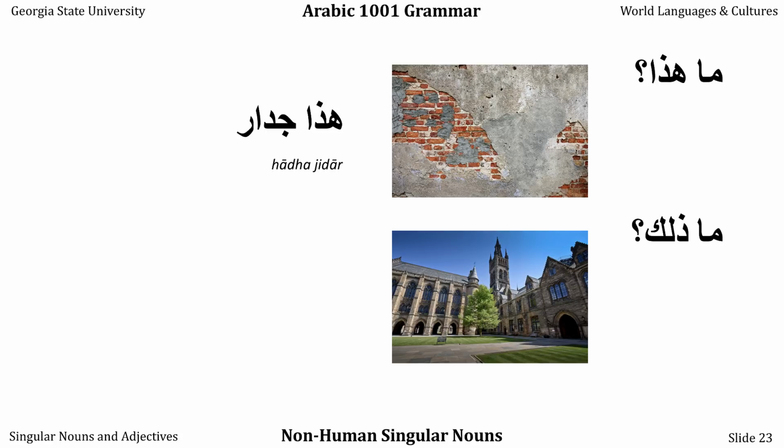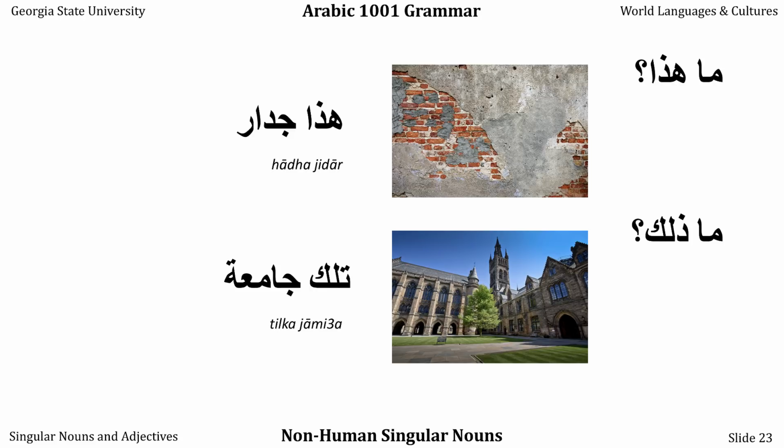I can say ma dhalik when I point at this series of university buildings. What's that? And the answer is going to be tilka jamia. Tilka is a new word for us. Tilka is to dhalik as hadhihi is to hadha. Dhalik and hadha are masculine. Hadhihi and tilka are feminine.